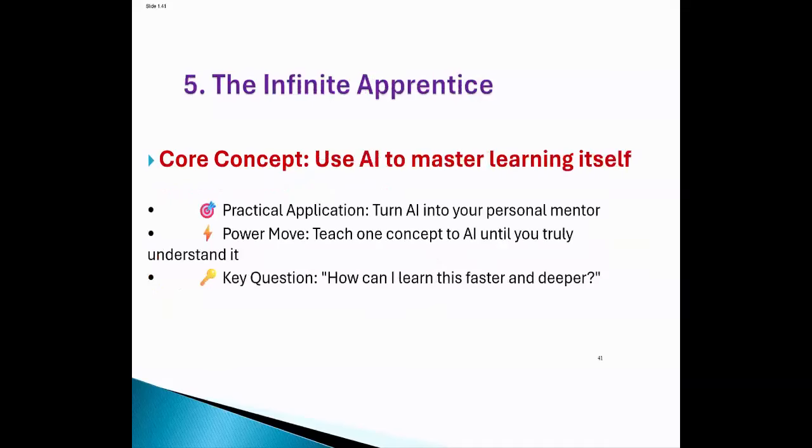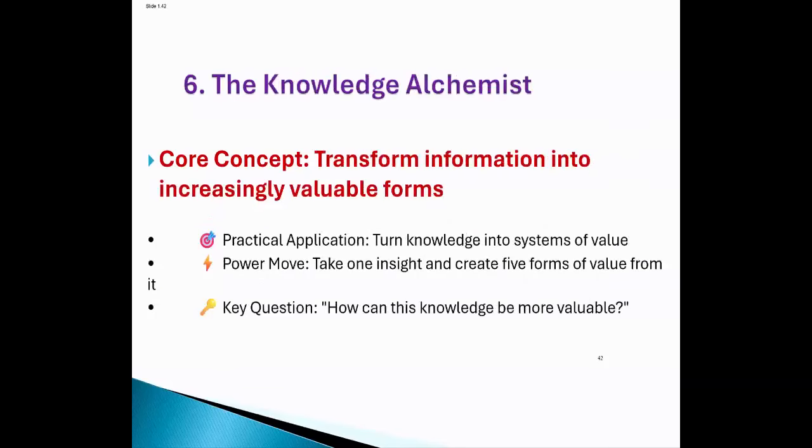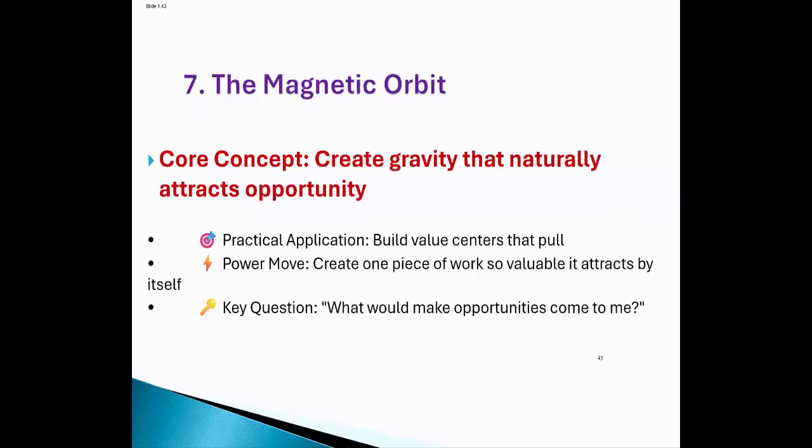Infinite apprentice. You can use AI to master learning itself. You can 10x your learning. Knowledge alchemist. Can you transform information into money and valuable forms? How can this knowledge be more valuable? So turn knowledge into systems of value. Create assets out of it.